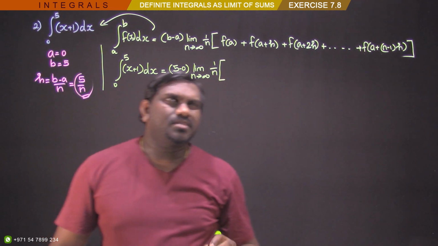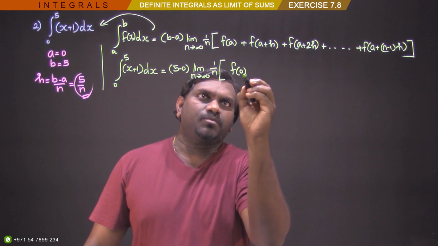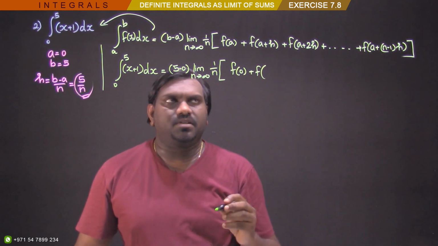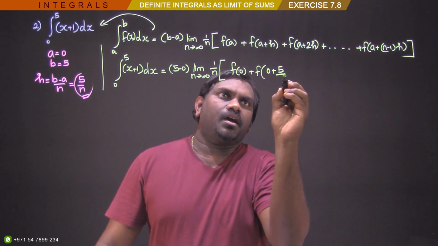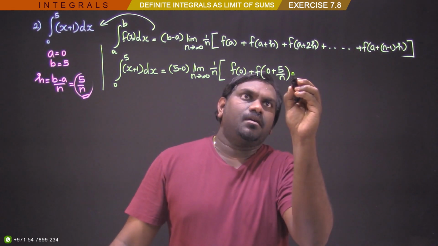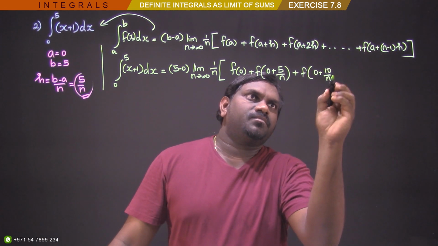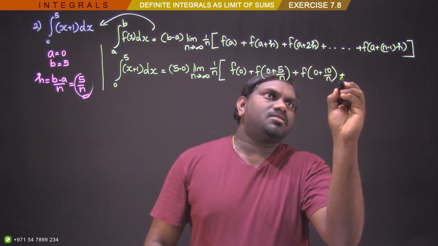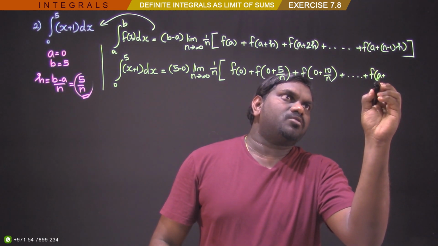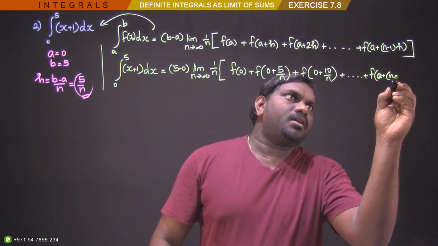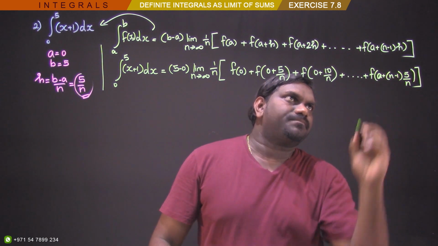And what I'm going to do here is, as you know, what is a? A is 0. So just go ahead and substitute the values, dear. That will be easy for you. 0 plus what is h? H is 5 by n, plus 0 again plus 10 by n, isn't it? 10 by n, plus as it goes on and on, what will you get here? F of a plus (n minus 1) times 5 by n. Yep, that's it.